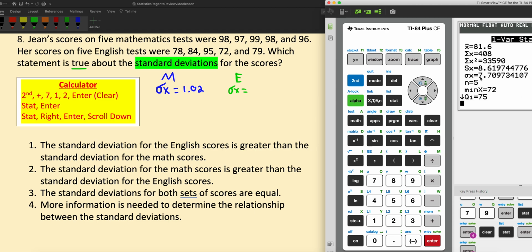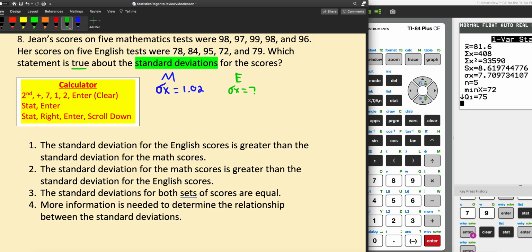Okay, standard deviation, 7.709, so 7.71 is the standard deviation for English. 7.71, okay? Now, choice 1, the standard deviation for English scores is greater than the standard deviation for math scores. Well, that's true. 7.71 is greater than 1.02, so that, the first one, is your answer. Choice 2 says the standard deviation for math scores is greater. We know that's not true. Standard deviations for both are equal. That's not true. And then it says more information is needed. That's not true. Choice 1 is your answer.